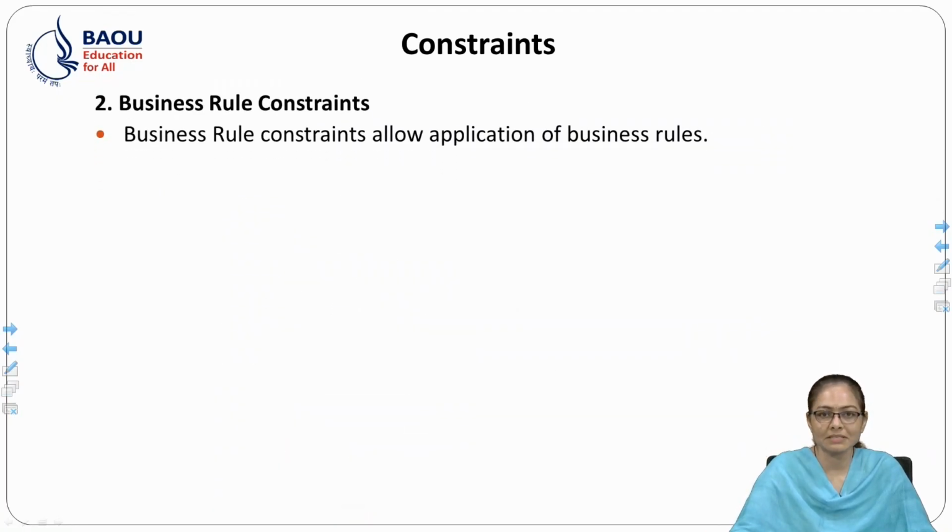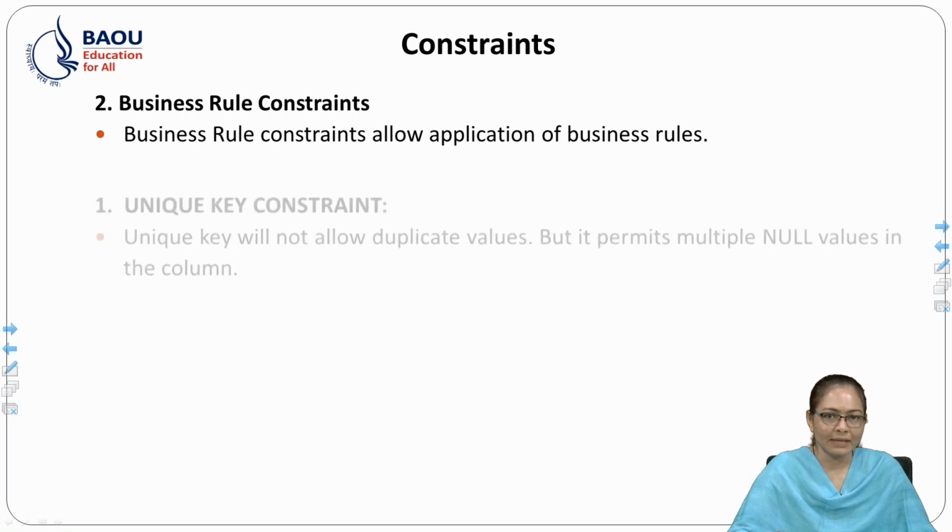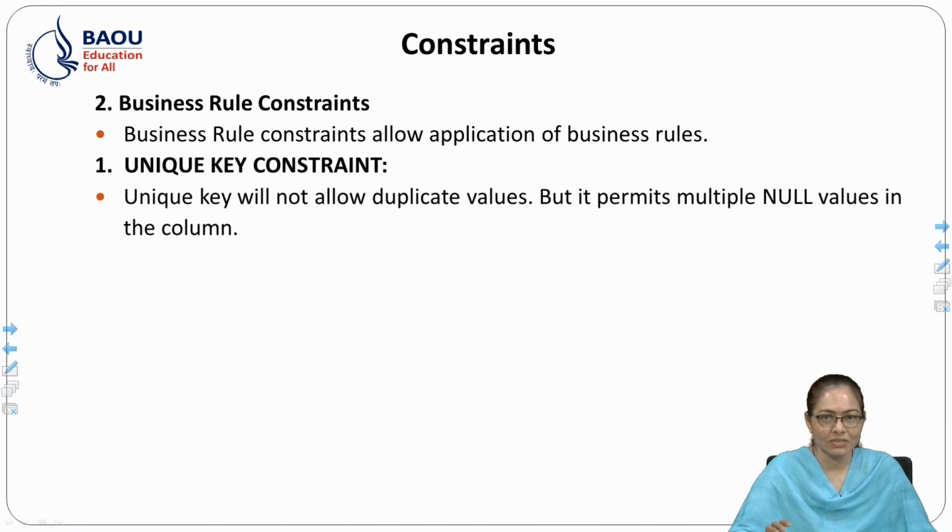The next one is the business rules constraint. Business rules constraint allows the application of the business rules. It defines all the rules that a particular organization needs. It creates the object with the check constraint. The business manager determines or decides the business rules. These rules are applied to the data when the data is being inserted into the table columns. It includes the unique key constraint, not null constraint, check constraint, and default constraint.